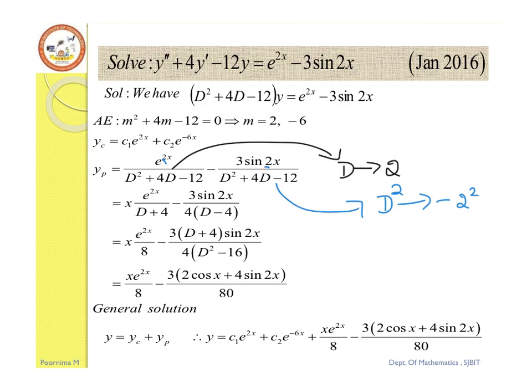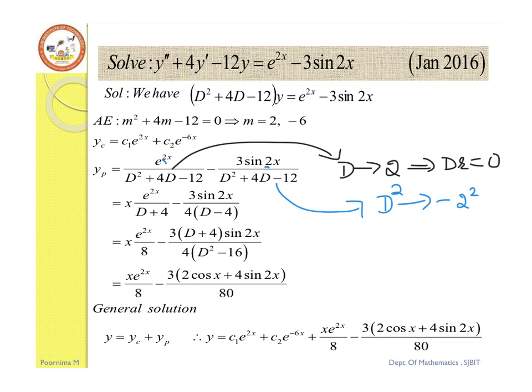Then what do we get? If you replace D by 2 here, this becomes 4 plus 8, 12, 12 minus 12. So we get the first part denominator as 0. Whenever the denominator is 0, we multiply by the independent variable x.